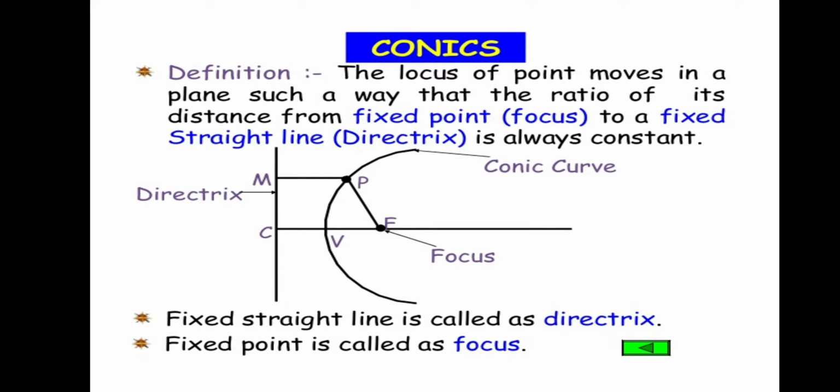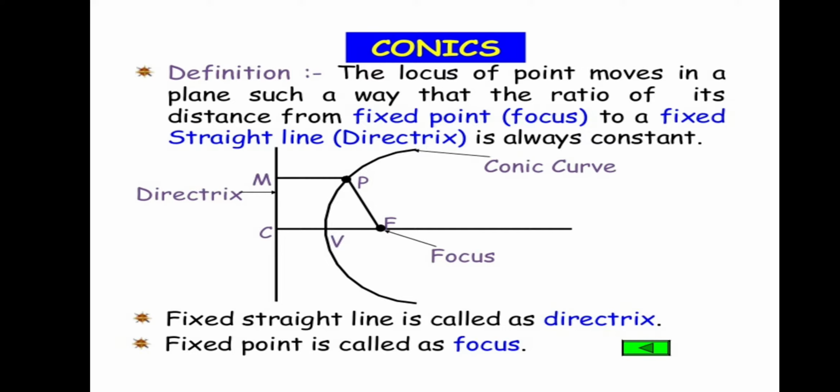Hello everyone. Now we are going to study about conic sections. The definition of conic section is the locus of a point that moves in a plane in such a way that the ratio of its distance from a fixed point, that is the focus, to a fixed straight line, that is the directrix, is always constant.